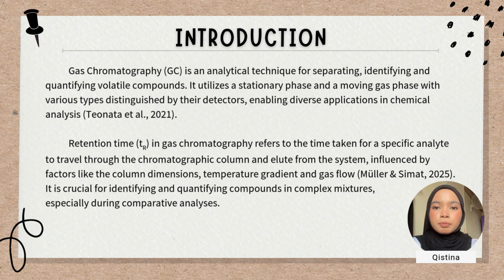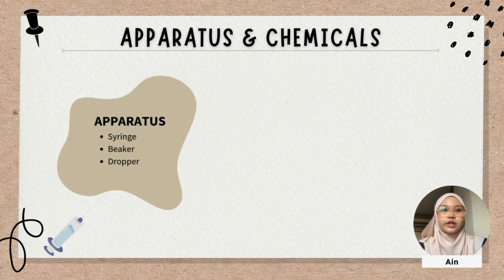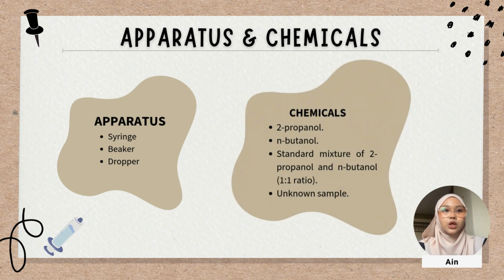I will now pass the presentation to Ain, who will talk about the apparatus and chemicals. For this experiment, several basic apparatus and chemicals were used. The apparatus needed are a syringe, a beaker, and a dropper. As for the chemicals used, 2-propanol and N-butanol, a standard mixture of 2-propanol and N-butanol in a 1:1 ratio, and an unknown sample. Next, let's hear the methodology from Najihah.